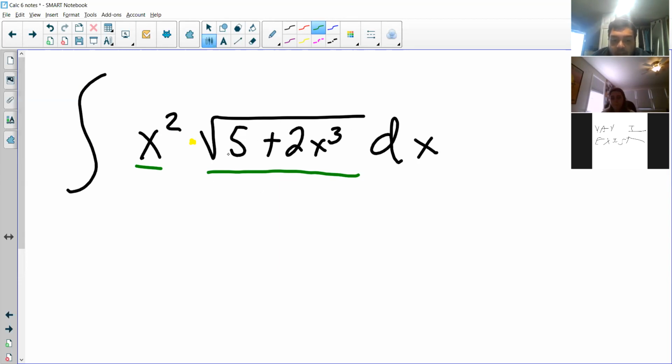So I'm going to state that, and I'm going to particularly state the inside is 5 plus 2x to the third. And that equals u. You could technically state it with the outside. It just makes your antiderivative or your derivative different.